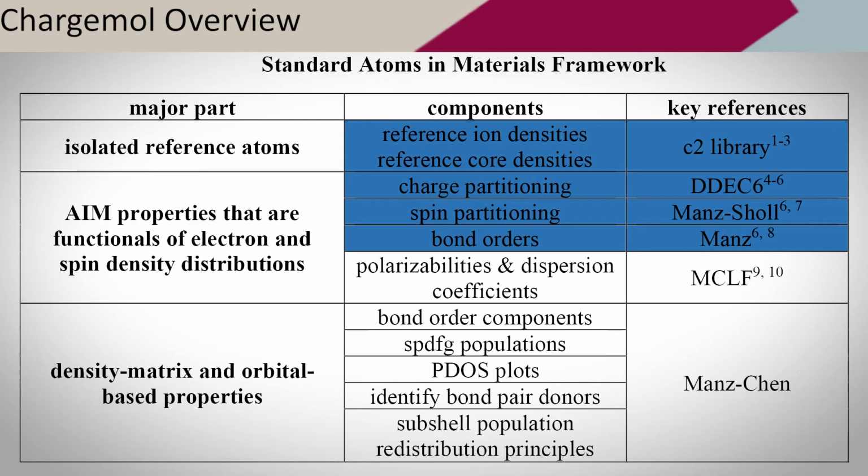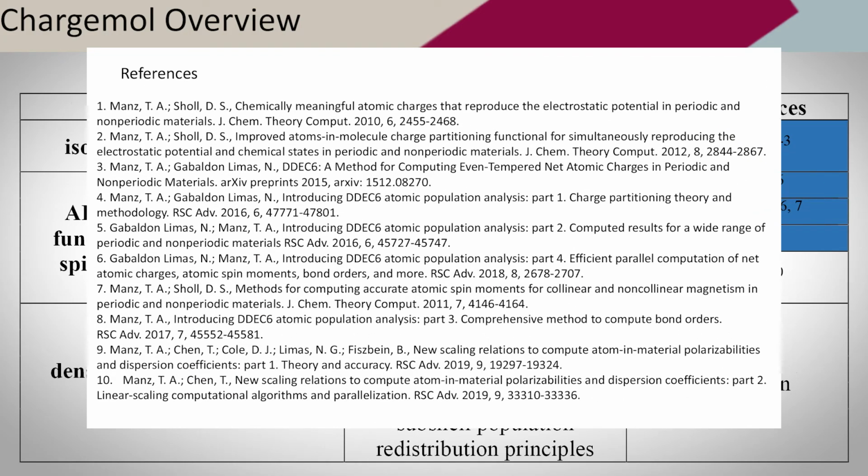The isolated reference atoms library is necessary as it is used to do the charge partitioning. The charge partitioning results are a starting point for the spin partitioning, if needed, and bond order calculation. A separate video is going to be posted on the AIM polarizabilities, dispersion coefficients, and orbital-based AIM properties.